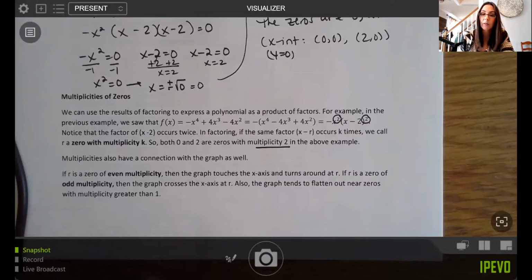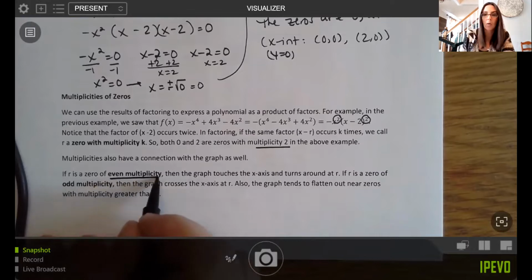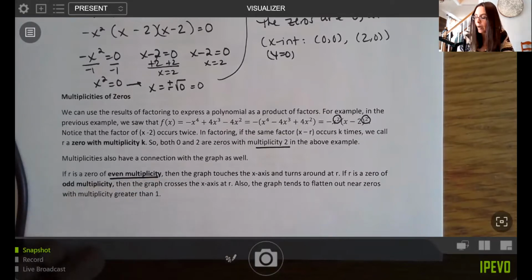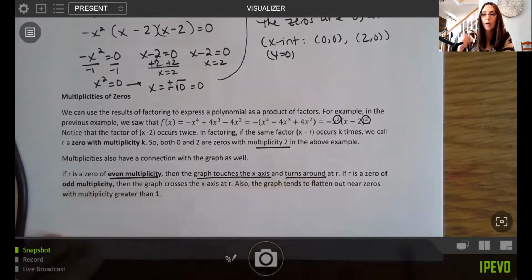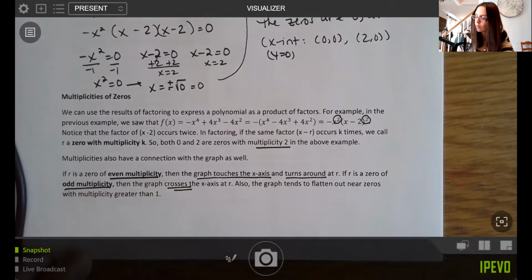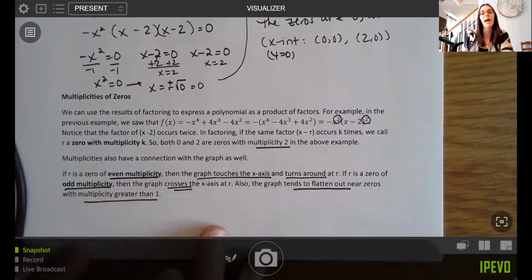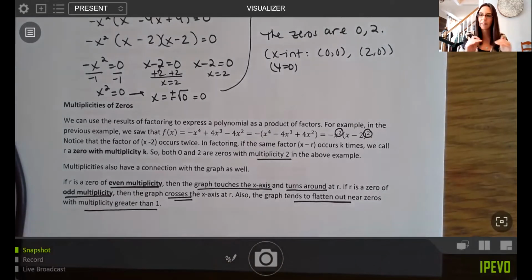Multiplicities do have a connection with the graph as well. So if your 0 has an even multiplicity, so 2, 4, 6, etc., what happens is the graph touches the x-axis, but doesn't go through it, and it turns around, it kind of bounces back. If you have odd multiplicity, so 1, 3, 5, 7, etc., the graph actually goes right through the x-axis. We do also see that the graph tends to flatten out when you have zeros of higher multiplicity. So if you have multiplicity greater than 1, you will see that your graph is a little bit flatter in those areas.